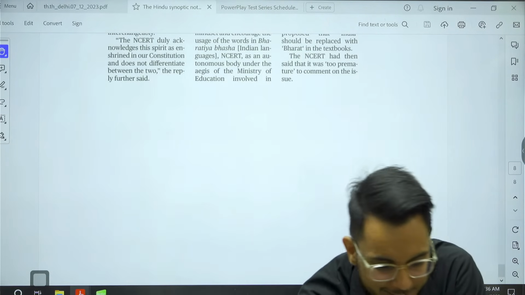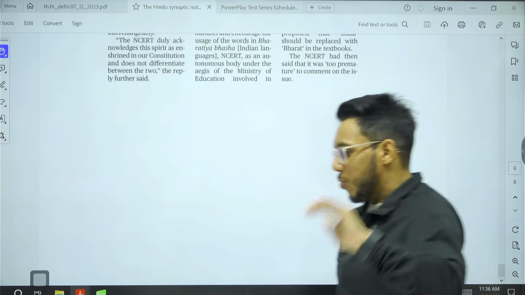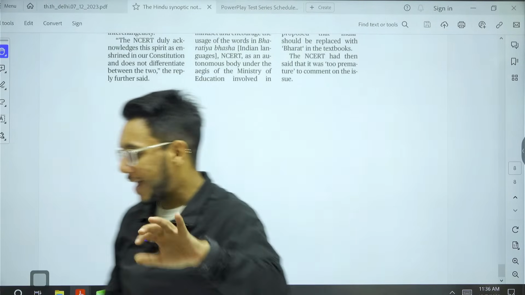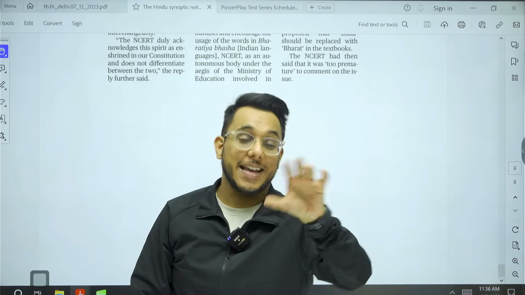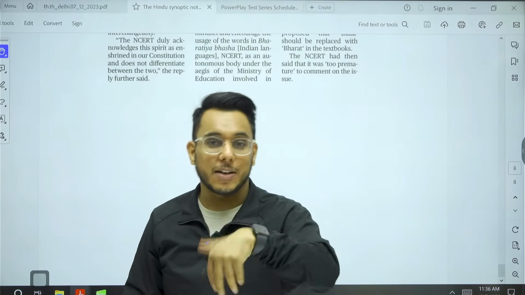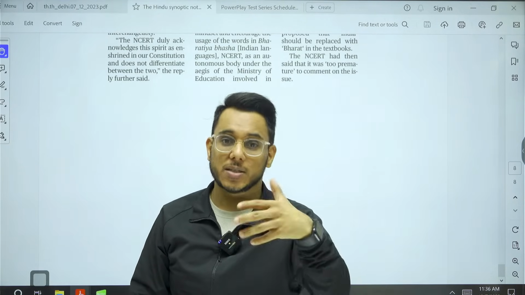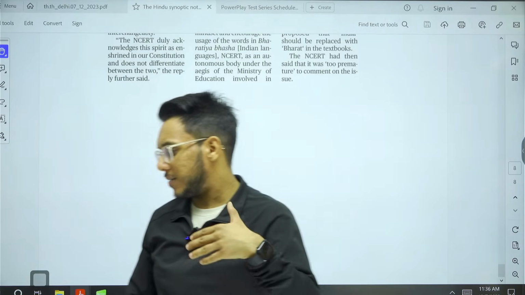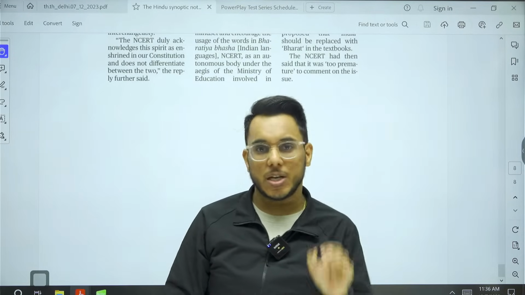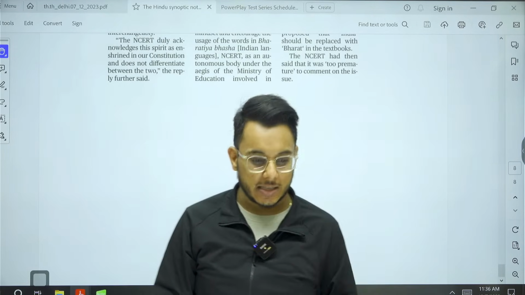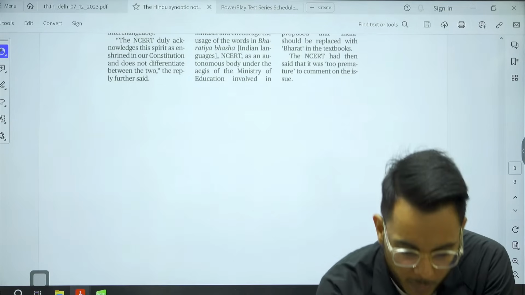Okay, see, you can have this opinion, but keep it to yourself. In the examination, such an inclination or adversarial attitude towards the government should not be shown. In the examination, you have to maintain a neutral stance. Okay, now moving on.